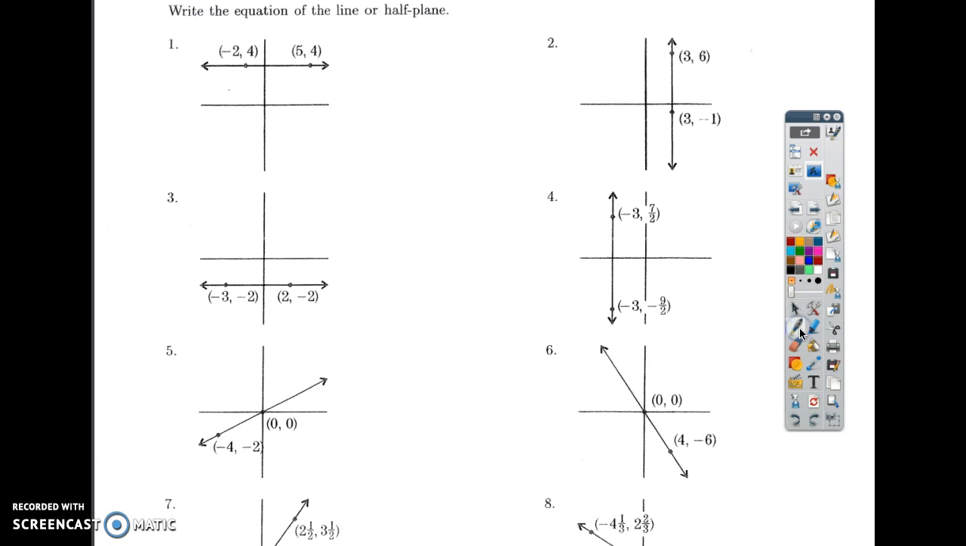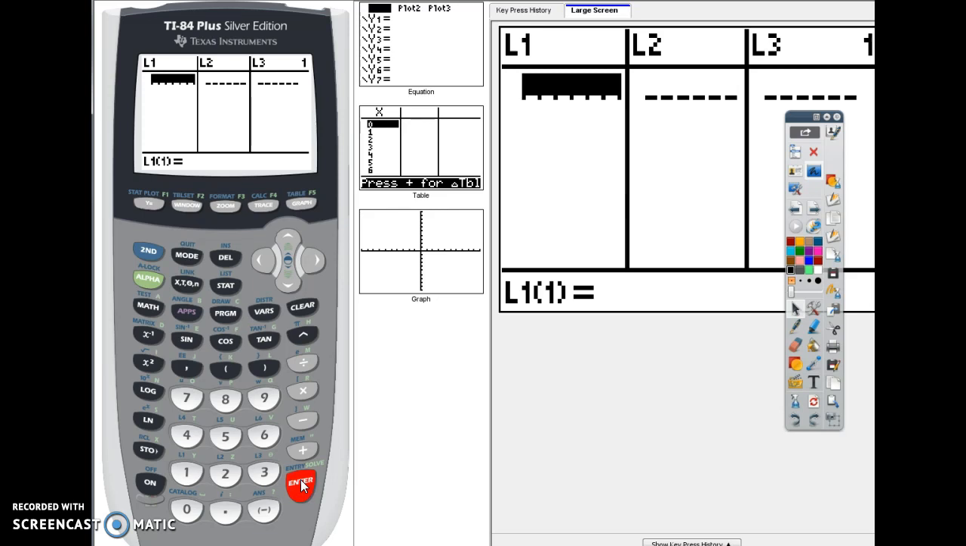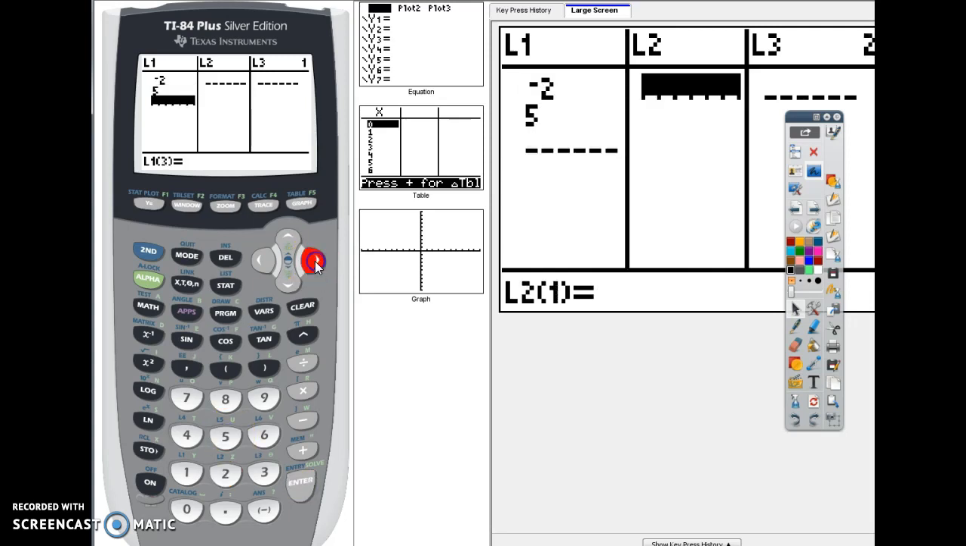Okay, so hopefully you had enough time to draw out all your tables. We're going to go ahead and start with problem number 1. Here's the table that you should have written down. Okay, we're going to put that in stat enter in the calculator. So go to stat. Make sure that you cleared your calculator so that there's nothing on here but L1 and L2. And then you type your table in there. We have negative 2, enter, 5, enter. Go to the other side. We have 4, enter, and 4, enter.